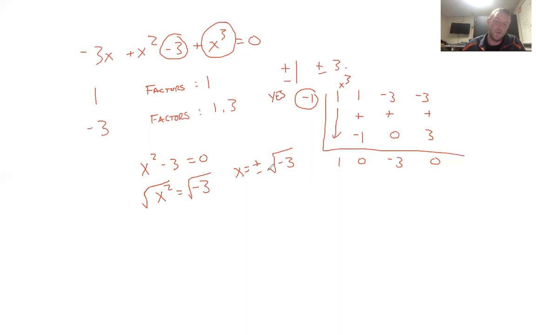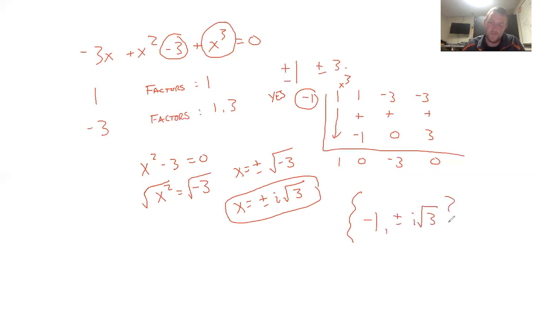Now, you can't do that. You can pull out an i, though. So my answer is x is equal to plus or minus i times radical 3. So my solutions are -1 and then plus or minus i radical 3. All right, let me know if you have any questions.